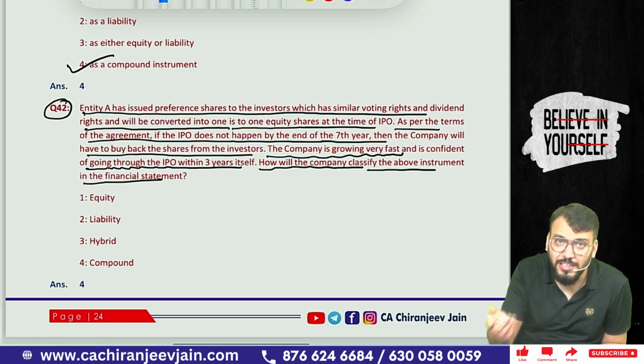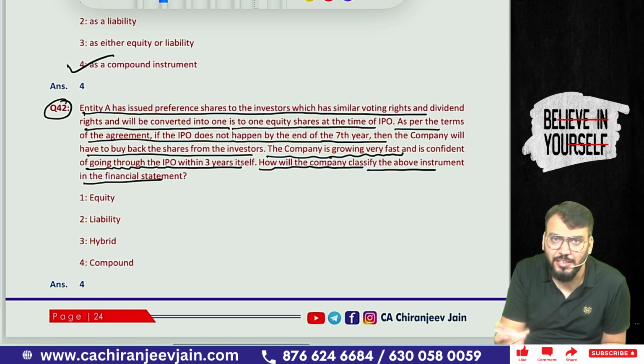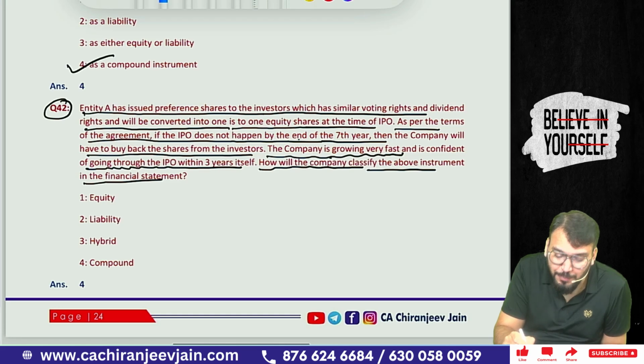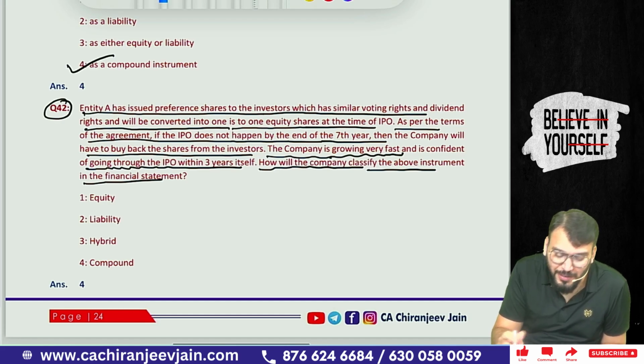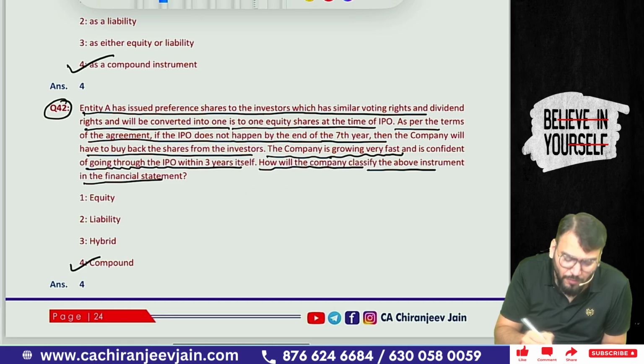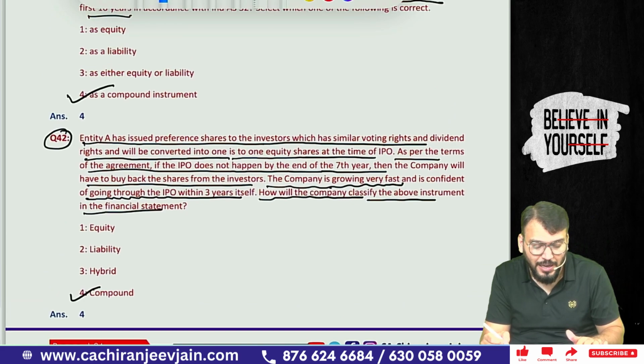It means there is an obligation to repay. The company is growing very fast and is confident of going through the IPO within 3 years itself. But can it become contingent? Because if the IPO does not happen, then there is an obligation to pay. The principal amount will be initially classified as a financial liability. So the company will classify the above instrument as a compound financial instrument. I think done.